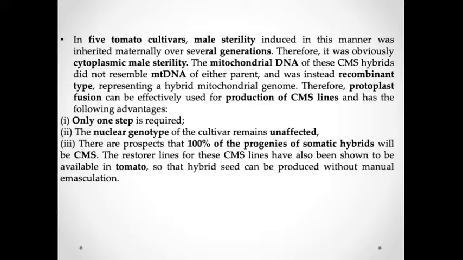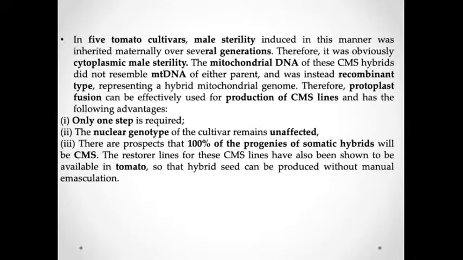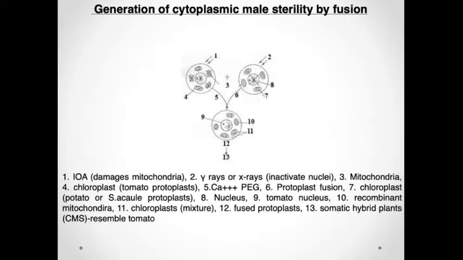The mitochondrial DNA of these CMS hybrids did not resemble the mitochondrial DNA of either parent plant and was instead of recombinant type. So we produce a recombinant type in this case, presenting a hybrid mitochondrial genome. Therefore, protoplast fusion can be effectively used for production of CMS lines and has the following advantages. Only one step is required. The nuclear genotype of the cultivar remains unaffected. There are prospects that 100% of the progenies of somatic hybrids will be CMS, and the restorer of the CMS line will also be available in tomato. So these are the various advantages of producing cytoplasmic male sterility, and this was a production method to do so.